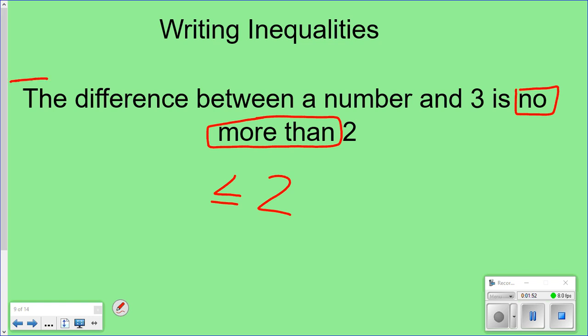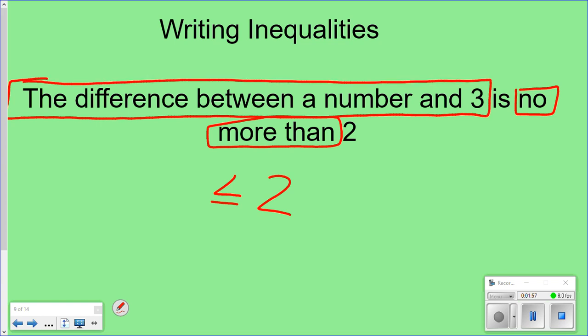Now, I have this: the difference between a number and 3. What's a keyword in there? Difference. What's difference mean? Subtract. Okay, so we know subtraction is going to happen. But with what? What's it telling me I'm going to subtract from here? 3 and what? 3 and a number, right? If I ever see a number, that means a variable. That always means a variable. So the difference between a number and 3, this is how it would look.